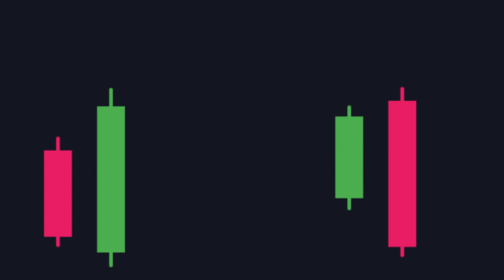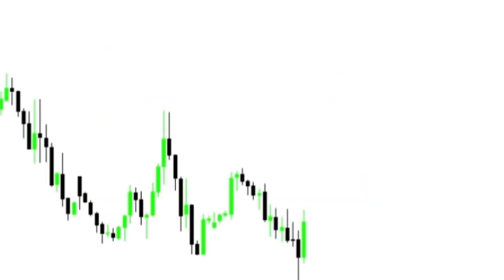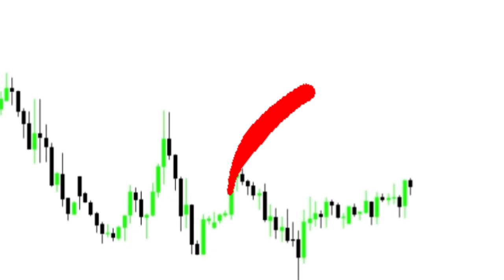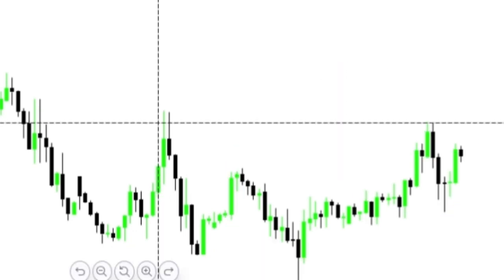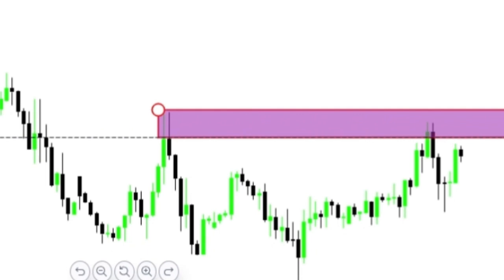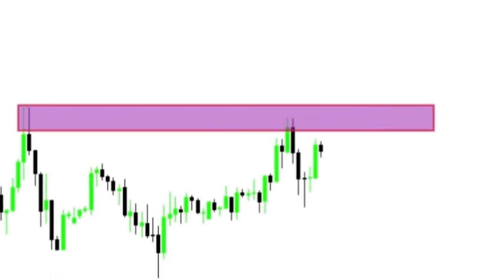Let us learn this with an example. Here we can see price is creating lower highs and lower lows. And then we see the market going into a consolidation phase. We can see price going below this zone two times, and thus we would call this zone a resistance zone. Now let us wait for the market to reach this zone. The price reached this zone and went above this resistance zone, which would hit the stop loss of traders who had gone short here.